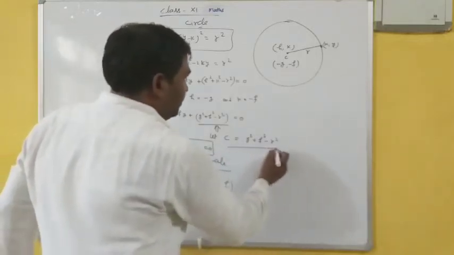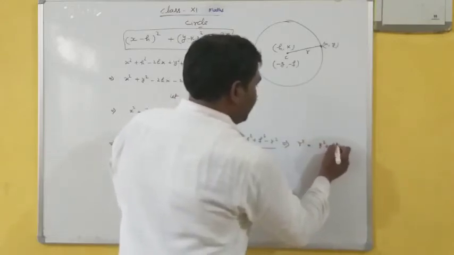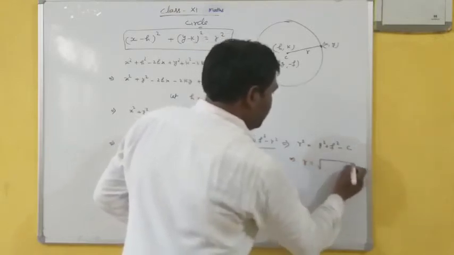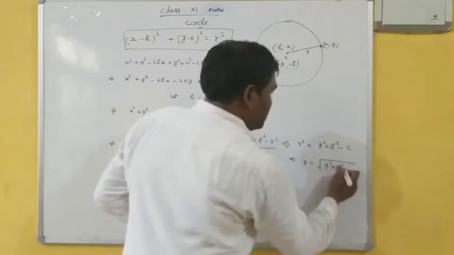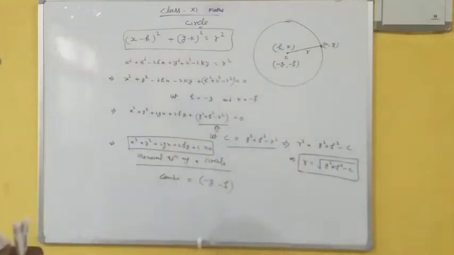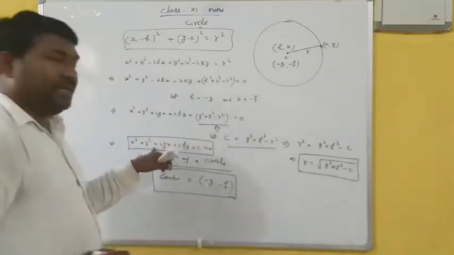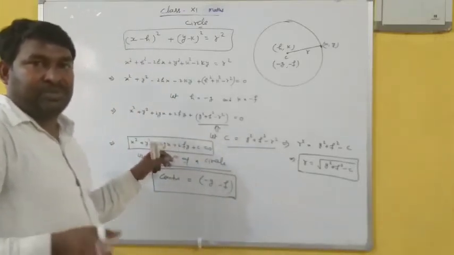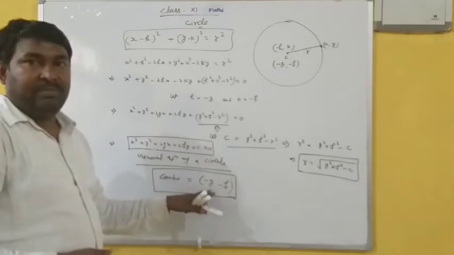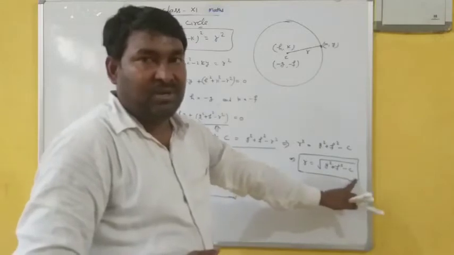And for the radius, from here, what is radius square? This is g square plus f square minus c. And hence r is equal to under root g square plus f square minus c. This is the radius of the circle. Right? So these two formulas you need to learn. One, the standard equation x square plus y square plus 2gx plus 2fy plus c is equal to 0. The center of the circle is minus g comma minus f. The radius of the circle is under root g square plus f square minus c.